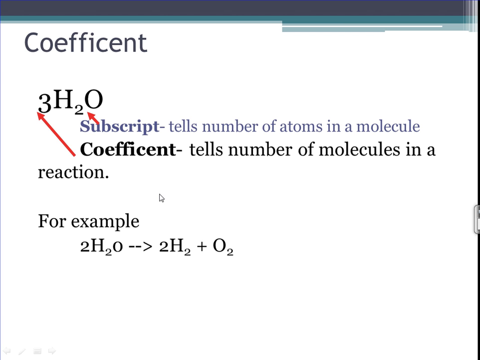So take a look down here. For example, 2 water molecules, 2 H2O, breaks down to 2 hydrogen, 2, and 2 oxygens. Here I have 4 hydrogens. Here I have 4 hydrogens. Here 2 times the oxygen means I have 2 oxygens. Here I have 2 oxygen atoms together.